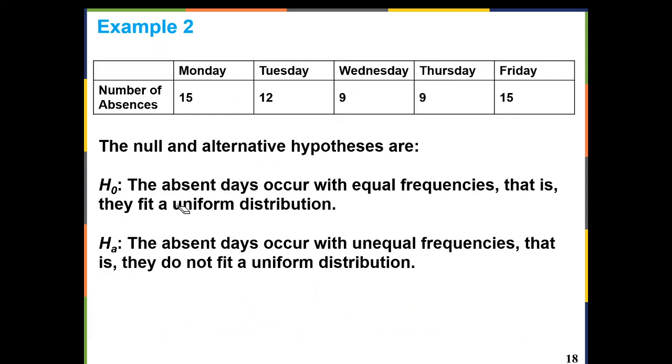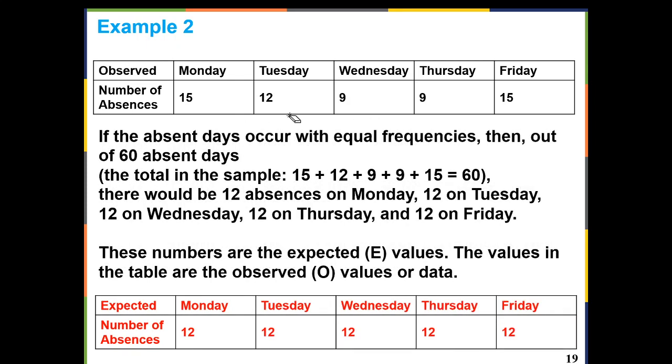So what do we do? We write the hypotheses. Of course, the null says yes, these will occur with equal frequencies. And the alternative says no, they are not. Okay, so what we do is we're going to assume these are observed values. And what should the expected values be? But remember, the total is 60, right?